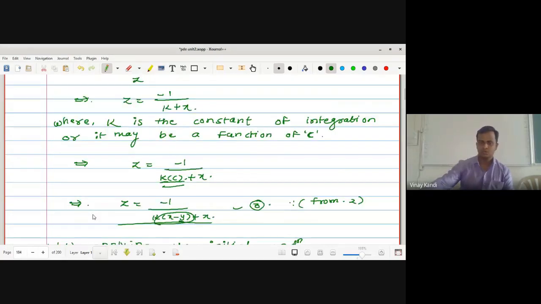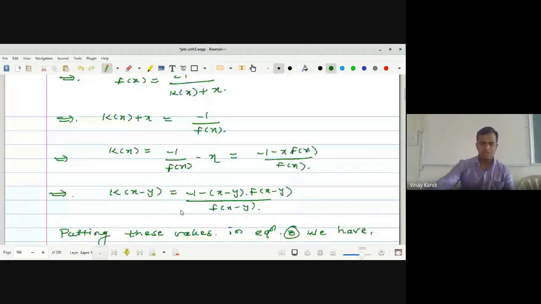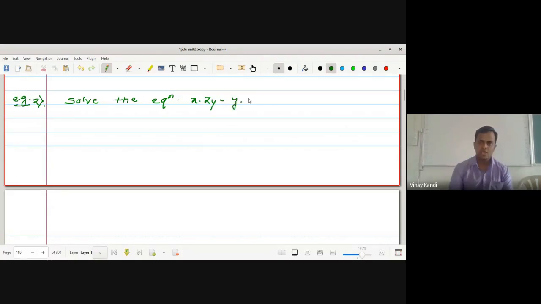Any doubt? No, sir. Okay, read it once or twice and you will understand properly. Okay, one more example, example number 2. Solve the equation x into zy minus y into zx is equal to z with the initial condition. The initial condition is the same, z of x, 0 is equal to f of x. Okay, solve this one.